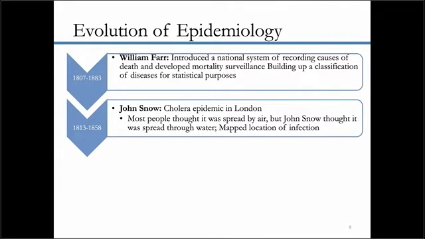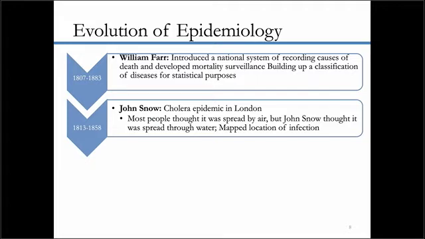Then if we move forward to William Farr, he introduced a national system recording causes of death and developed mortality surveillance, building up a classification of disease for statistical purposes. William Farr was really one of the first people to start describing descriptive epidemiology statistics on a national level so that we can understand mortality and morbidity in our population.